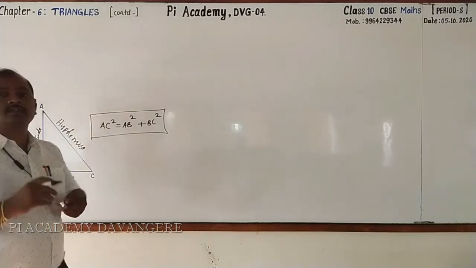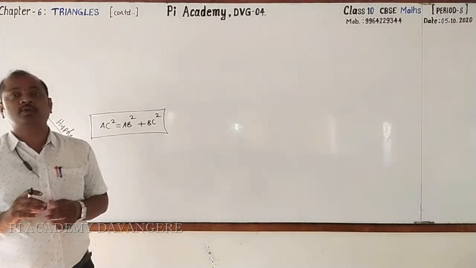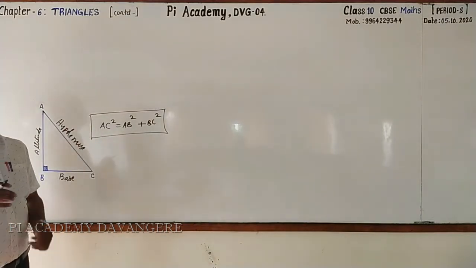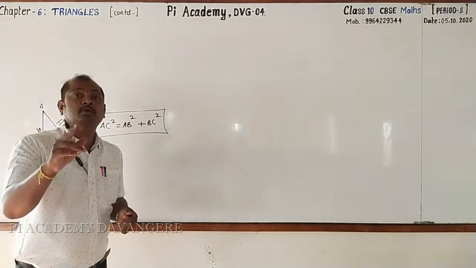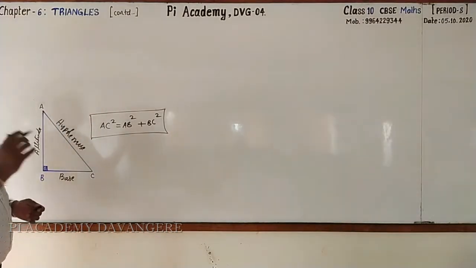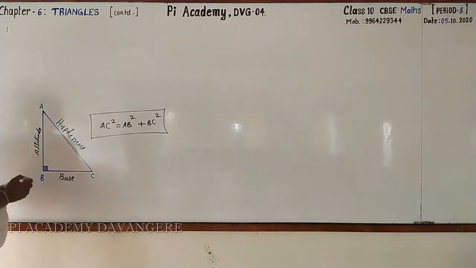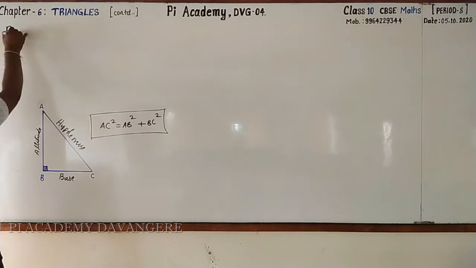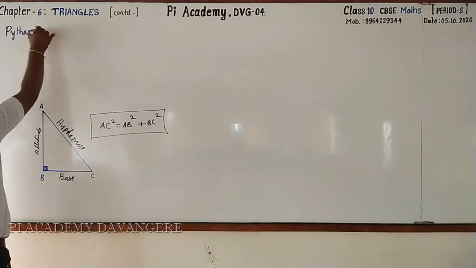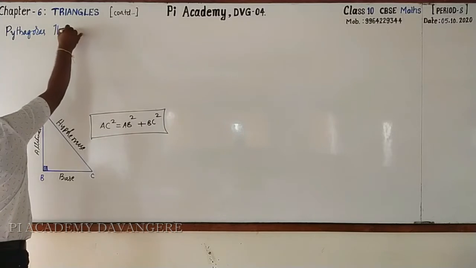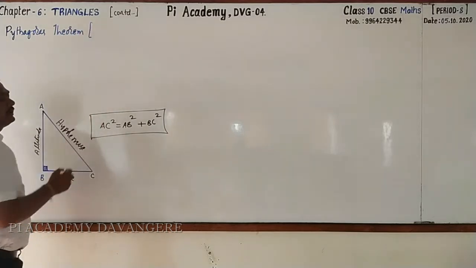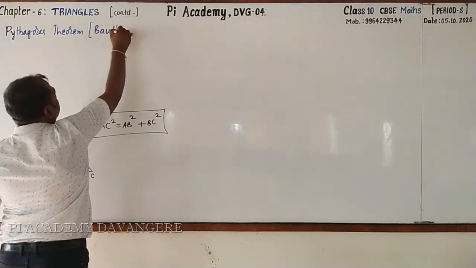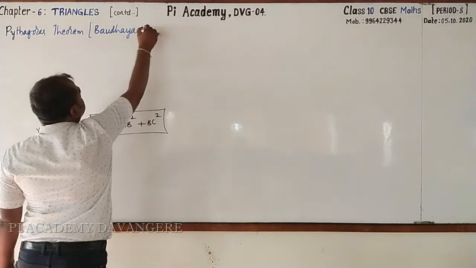And in today's class, we are going to learn the Pythagoras theorem. We are going to prove this statement. What is the other name of Pythagoras theorem? It is called Baudhayana's theorem. Please go for writing. This is side heading Pythagoras theorem. Write with me. Pythagoras theorem, and in bracket you may also write another name of this theorem. It is Baudhayana's theorem.